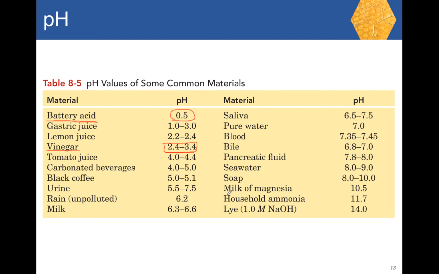Let's go over to this side here. We have ammonia that we use to clean surfaces in the kitchen. Its pH is 11.7, a lot greater than 7, so therefore that is a basic solution. So again, looking at the pH, you should be able to tell if that solution is acidic, less than 7, or basic, greater than 7.